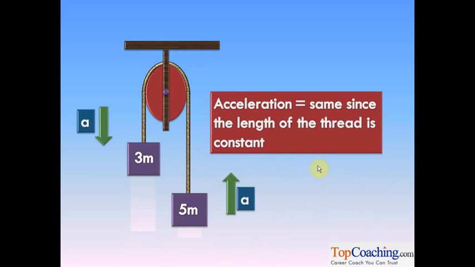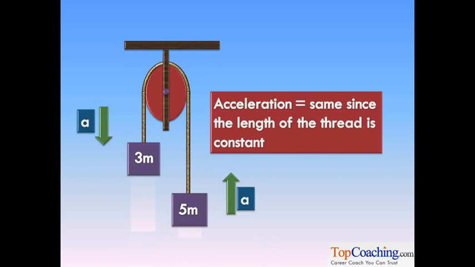Let's assume that the 3m block is going down with an acceleration a and the 5m block is going up with an acceleration a. Understood? It is obvious that if the 3m block goes down, then the 5m block must go up, isn't it? That is obvious. We are assuming here that the 3m block is going down. In reality, the 5m block can also go down, but in that case our answer will come out to be negative.